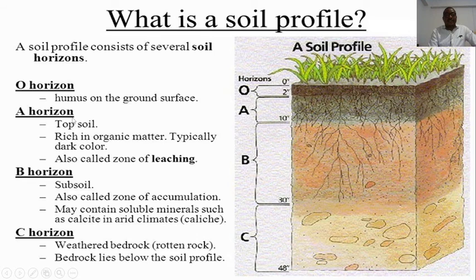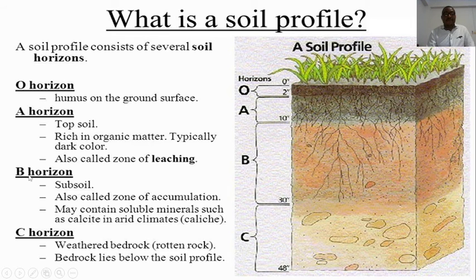The A horizon can also be called the topsoil. Usually this is rich in organic matter and it is typically dark in color. Now this soil is usually very fertile. So the A horizon has the most fertile soil, which can be used for planting crops. The A horizon can also be called the zone of leaching.